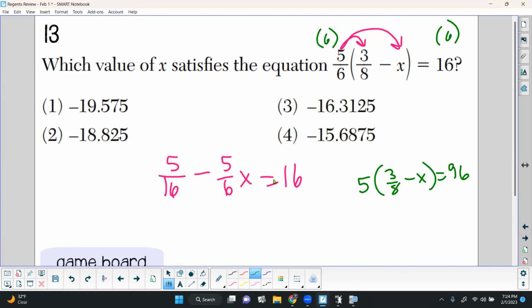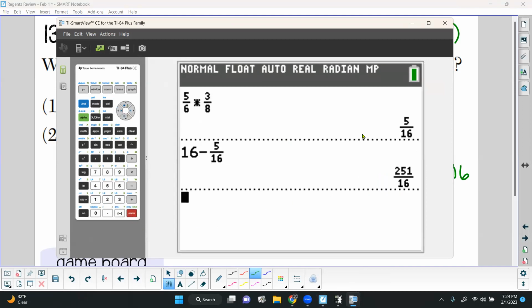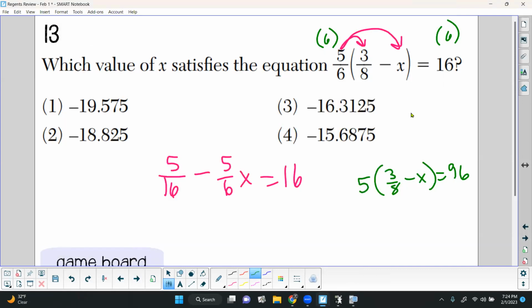If you did the pink method, then the next step would have been 16 minus 5/16. So 16 minus 5/16, and you should use your calculator to help you do this math. There's no reason to do this math by hand. Whoa, what? That is crazy. Is that right? Did I do that right? Negative 5/6x equals 251 over 16. Did I do that right?